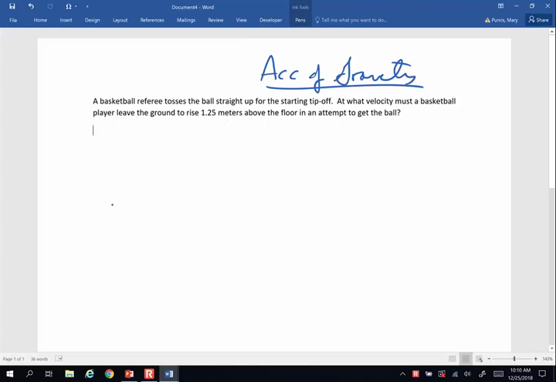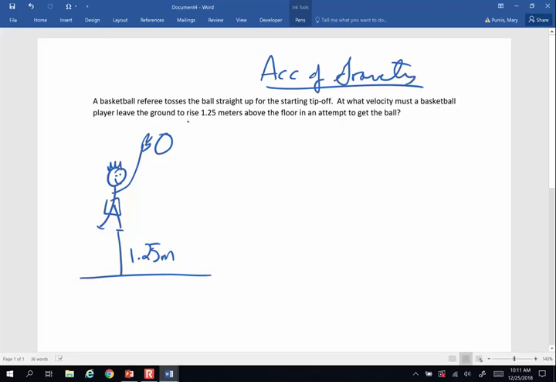So here's what's going on. I have a basketball player, and I'll give him some gym shorts and some hair so he looks like he's having a good day on the court. And he wants to get the ball. Now, in order to do that, he has to jump 1.25 meters above the ground. The question is, at what velocity must the player leave the ground to rise that 1.25 meters?